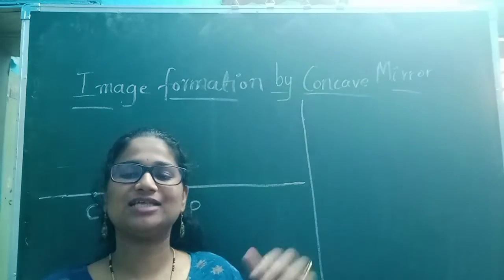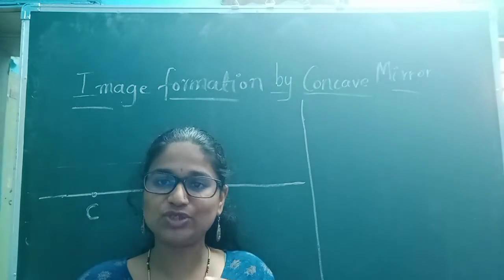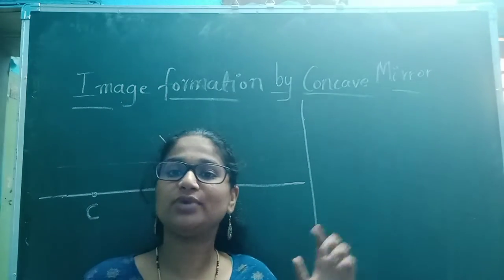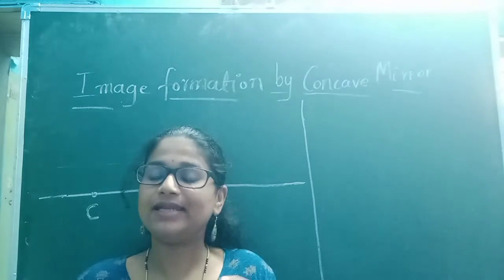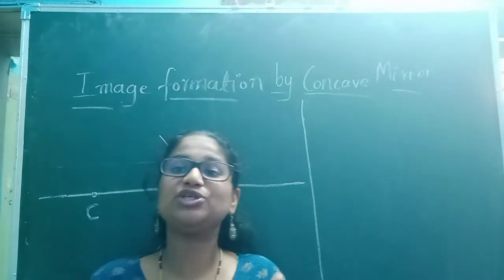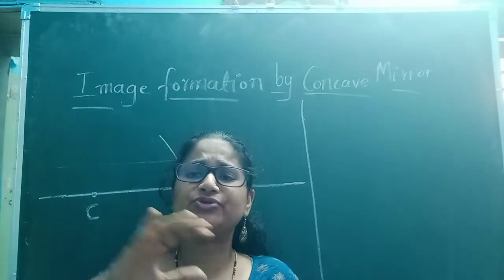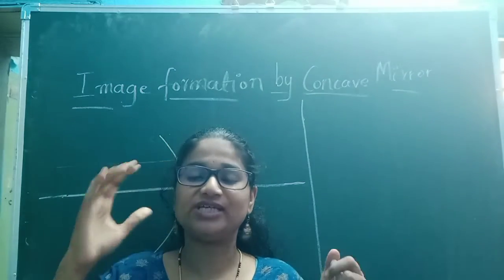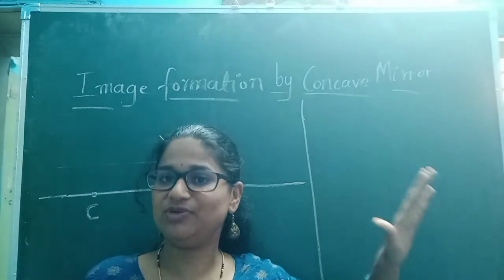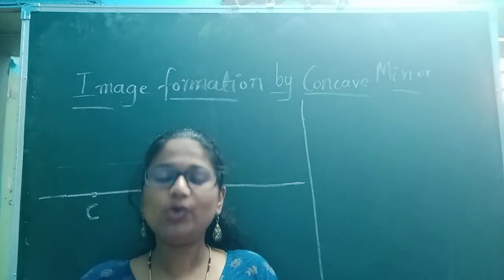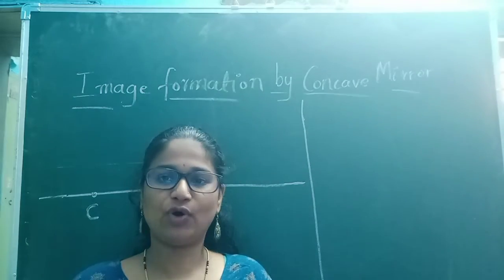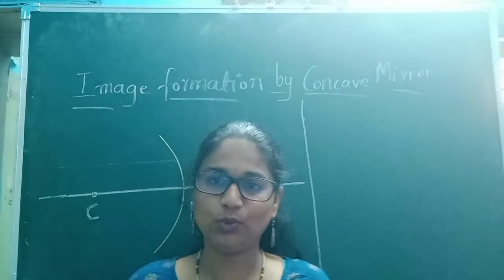So in the last class, we discussed the reflection of light and the image formation through the convex mirror. Now we are going to discuss how the image will be formed by the concave mirror. In the concave mirror, we are going to study in detail where the object is placed and where the image will be formed. Okay. So to know in detail regarding the image formation, please do watch the full video.